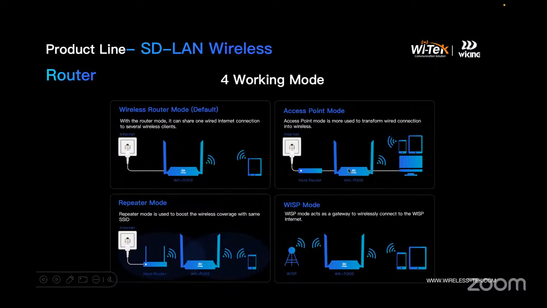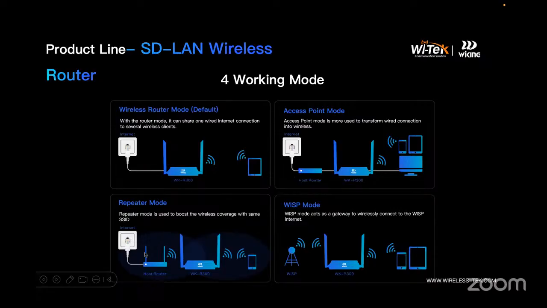And AP mode is for when you already have a router in your home or in your office, so you just want to extend Wi-Fi. So you just connect the LAN port of the router to the AP mode device, any port. Then it will change from wired to Wi-Fi.